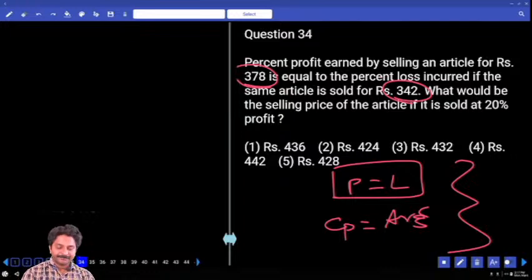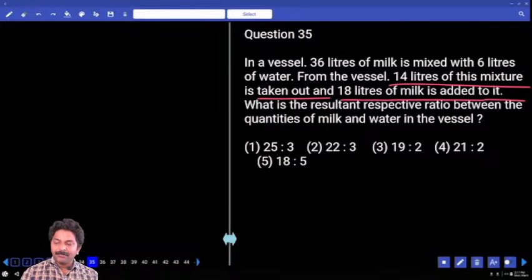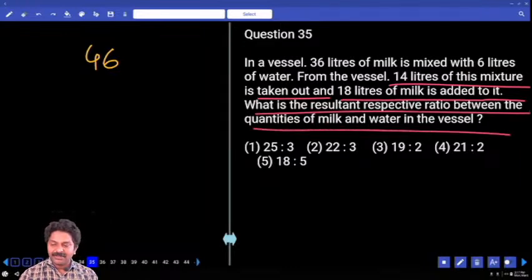That's it. In a vessel, 36 liters of milk is mixed with 6 liters of water. So total how much is the quantity? 42. 14 liters of mixture is taken out and 18 liters of milk is added. So overall effect, 4 liters added here. That means the total sum we have is 46. What is the resultant ratio between the quantities of milk and water?